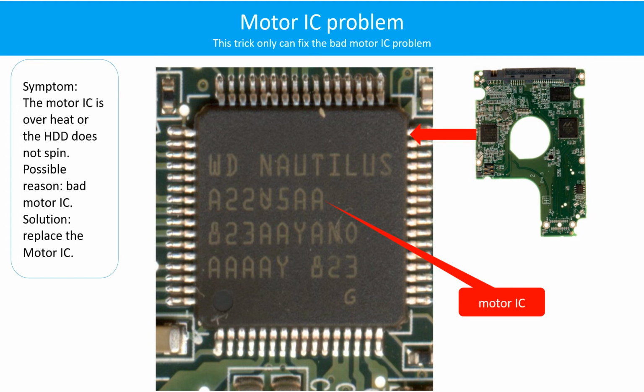Motor IC problem. Symptom: the motor IC is overheated, or the hard drive does not spin. Possible reason: the motor IC is bad. Solution: replace the motor IC. Note: replacing the motor IC can only fix the bad motor IC problem. If another part of the hard drive PCB has a problem, or the hard drive itself has a problem, replacing the motor IC will not help.